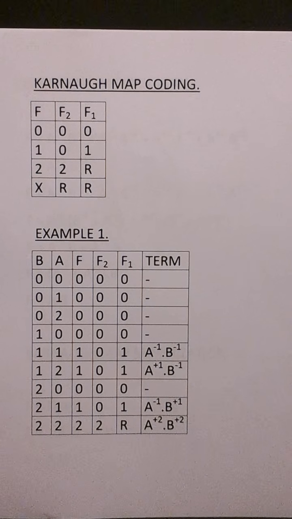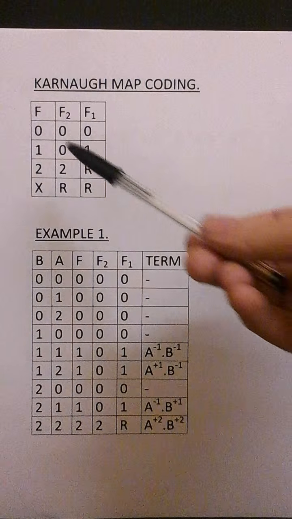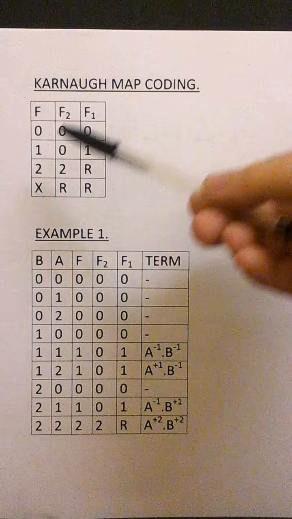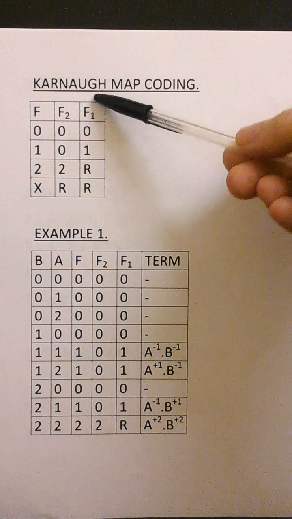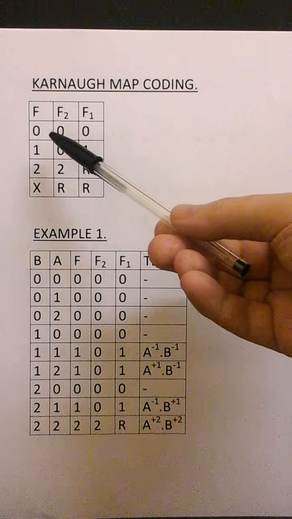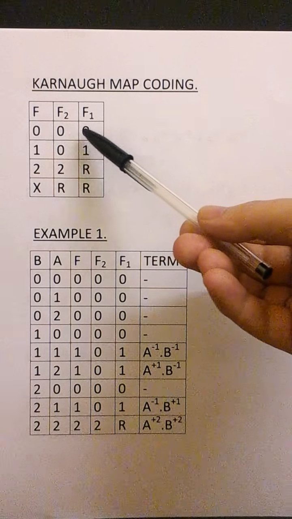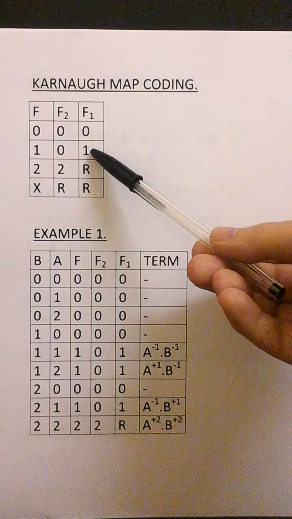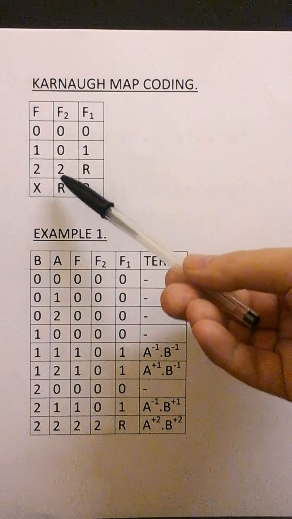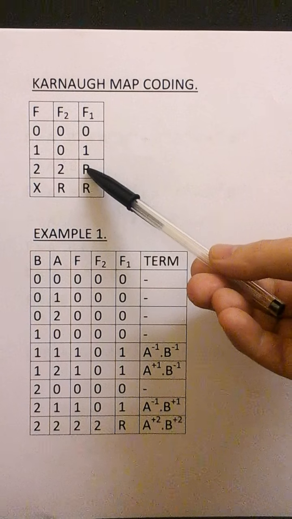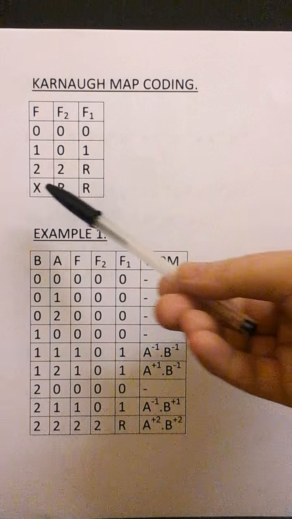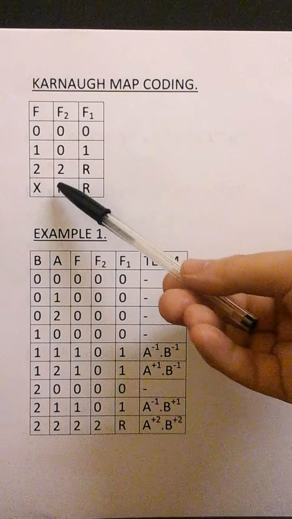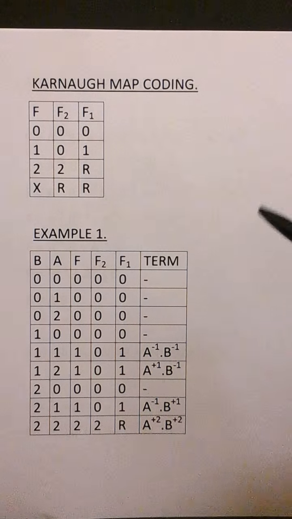Right, here we have the Karnaugh map coding. This is F: 0, 1, 2 and don't care state X. F2, Karnaugh map F2 and Karnaugh map F1. So if F is a 0, F2 is 0 and F1 is 0. If F is 1, F2 is 0 and F1 is 1. If F is 2, F2 is a 2 and F1 is a redundant state. And if F is a don't care state, both F1 and F2 are redundant states.